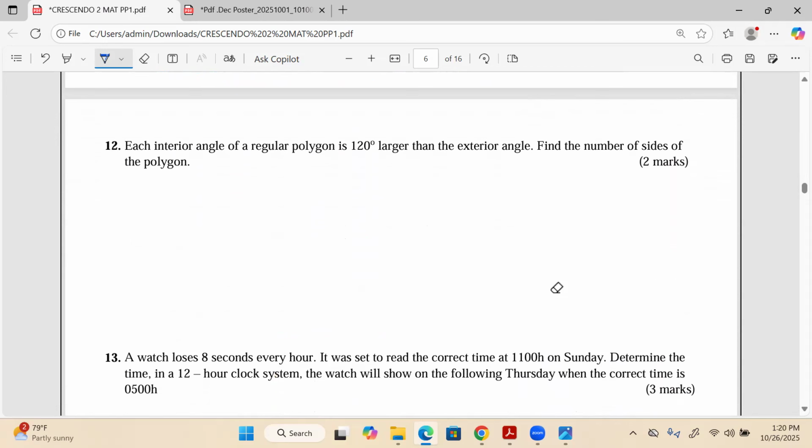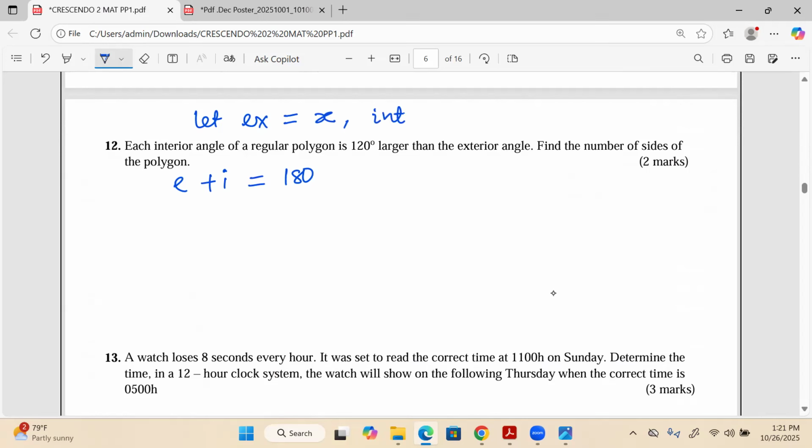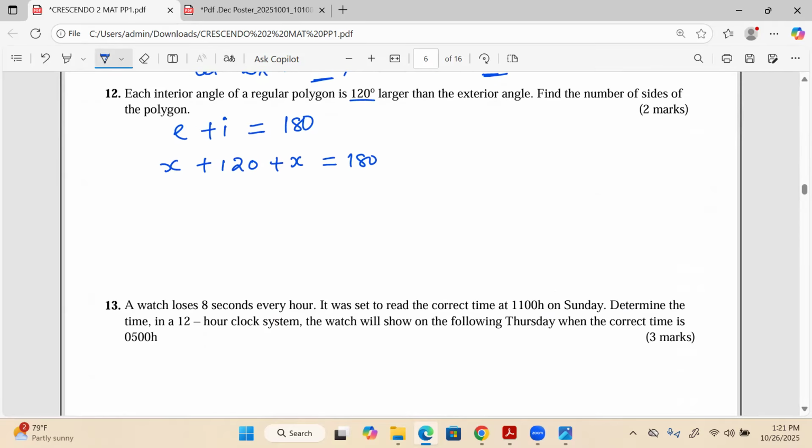Number 12, ladies and gentlemen: each interior angle of a regular polygon is 120 larger than an exterior angle. Find the number of sides of the polygon. We know that exterior angle plus interior angle should give us 180. Let me use the exterior. Let the exterior be equal to x, so that the interior, according to this statement, shall be 120 larger than the exterior one. So when we take x plus 120 plus x, we're supposed to get 180, because the exterior and the interior should give us 180.